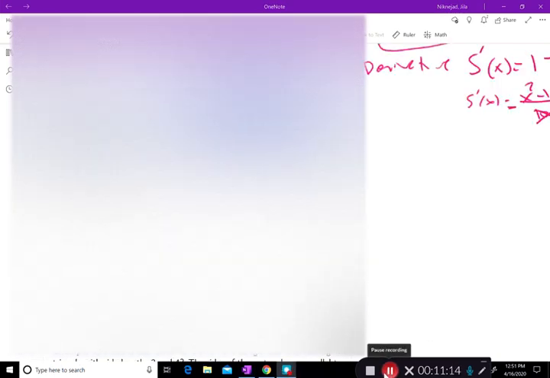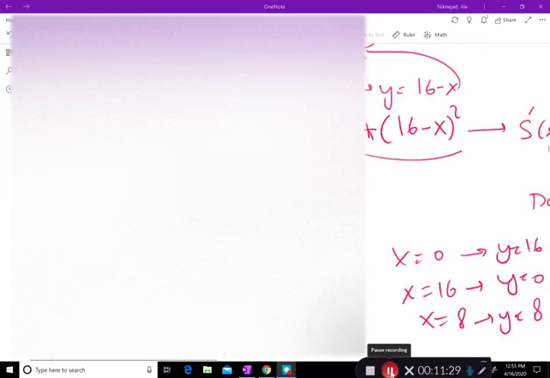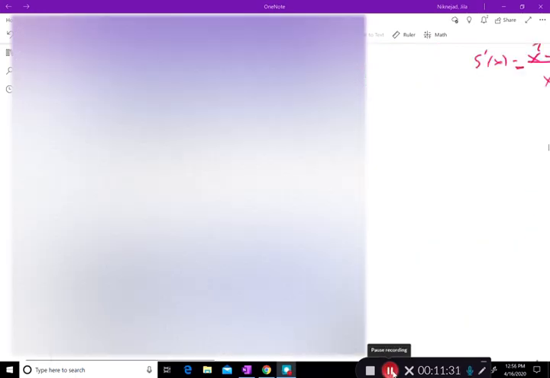Here's another arithmetic question. The sum of two non-negative numbers is 16. What is the smallest possible value of the sum of their squares? So pause. Let's pause and then we come back.